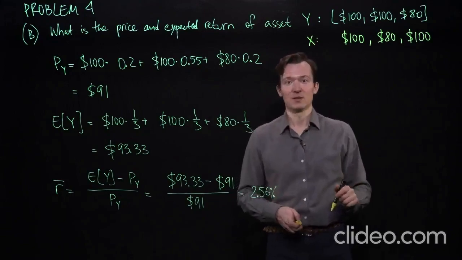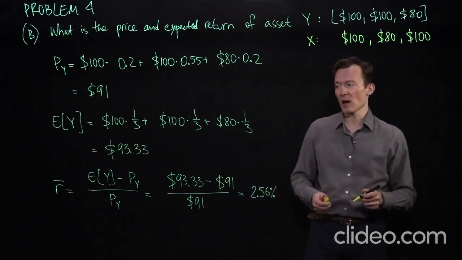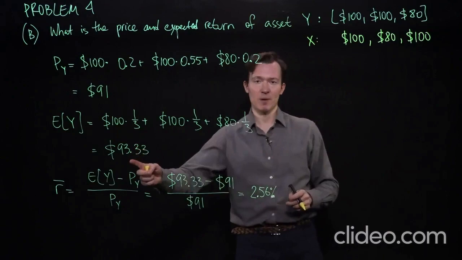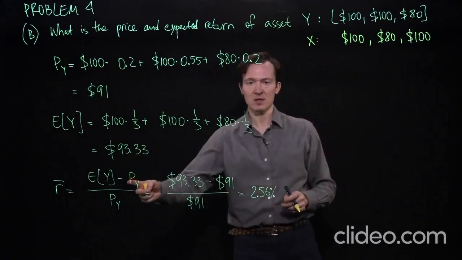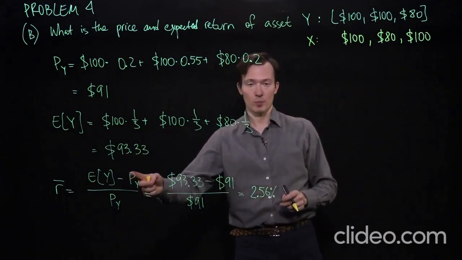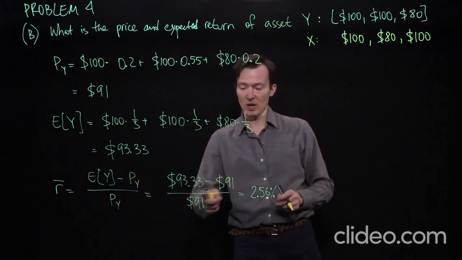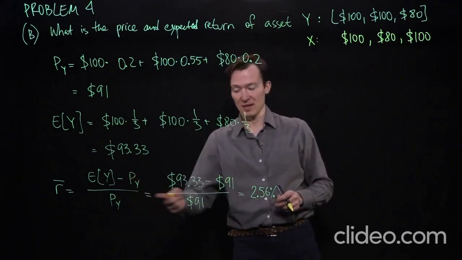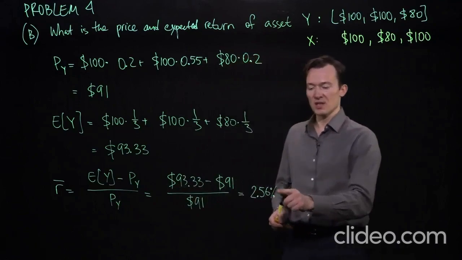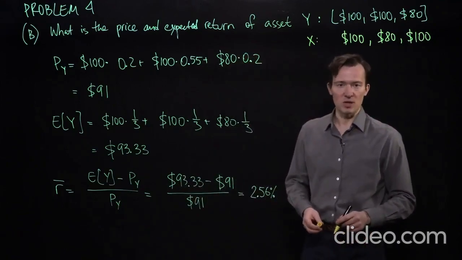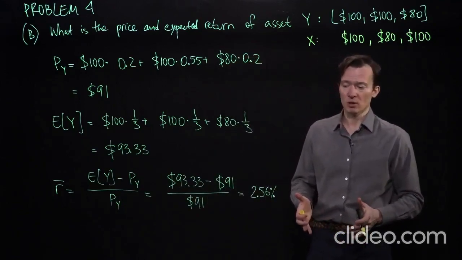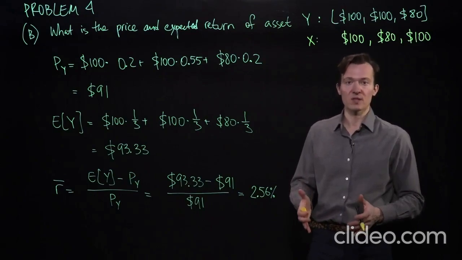So finally, to find the expected return on asset Y, we take the expected payoff, $93.33, subtract the price of asset Y, which is $91, and divide it by the price of asset Y, $91. This gives us 2.56%. So the expected return on asset Y is 2.56%.